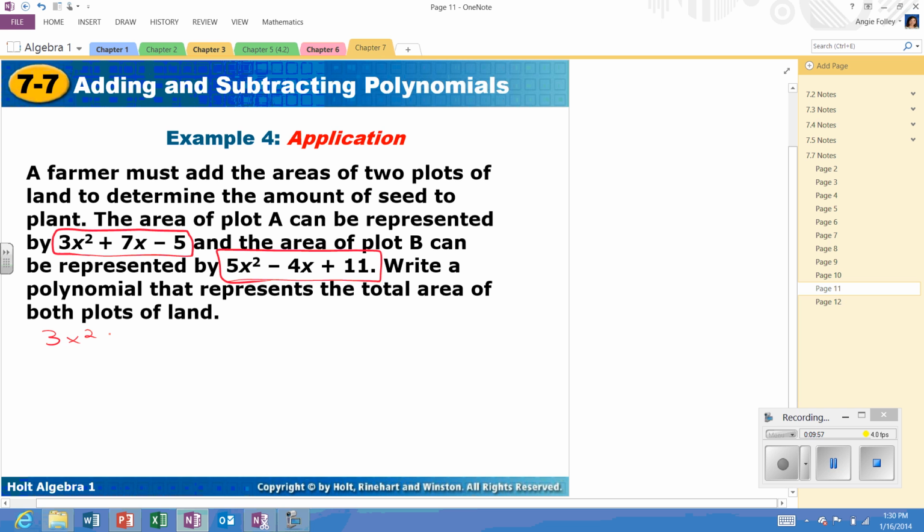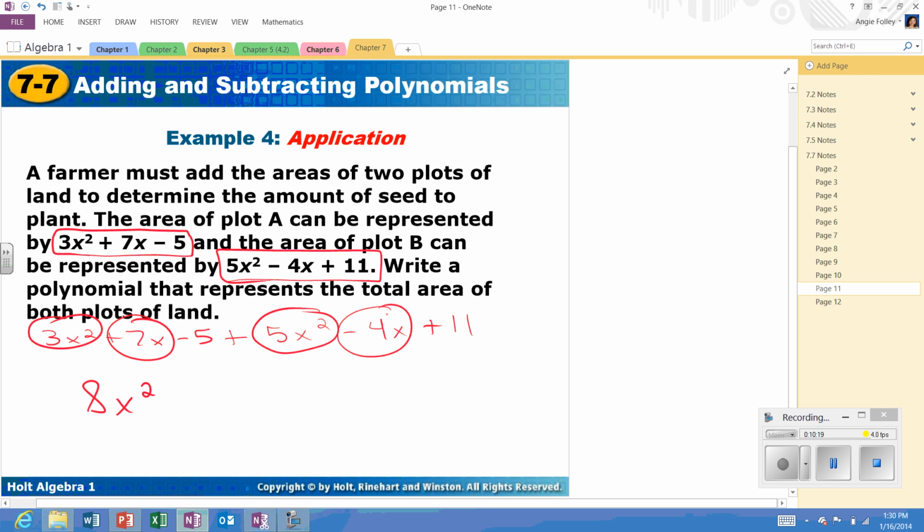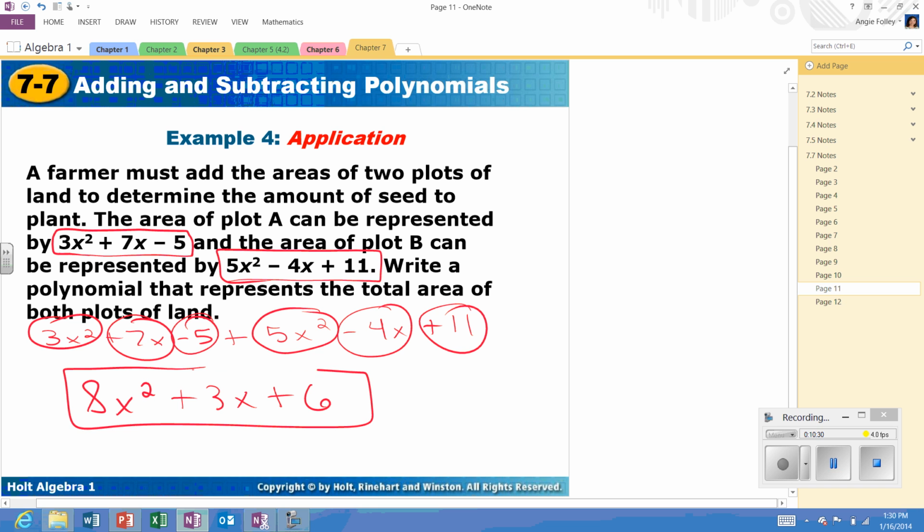So we're going to do 3x squared plus 7x minus 5 plus 5x squared minus 4x plus 11. Now we don't change the signs of any of these because we're just adding them together. So 5x squared and 3x squared become 8x squared. And again, we go in descending order of the exponents on the x's. So next we're going to do the regular, just x's. So 7x minus 4x becomes 3x. And then a negative 5 and a positive 11 become a positive 6. So that is the area of the land added together.